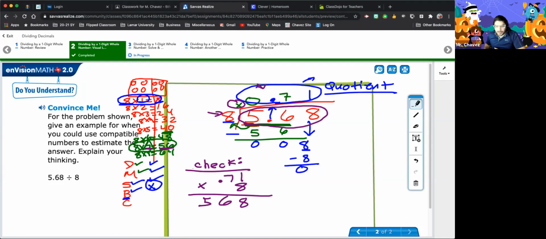Now it's the decimal point's turn. You got to move him back. 1, 2. Now he's here. Move him to the front. 1, 2. There's your answer. 5 and 68 hundredths. You see how it matches? So our answer is done correctly. Any questions? That's it, guys. I mean, that's all division is.